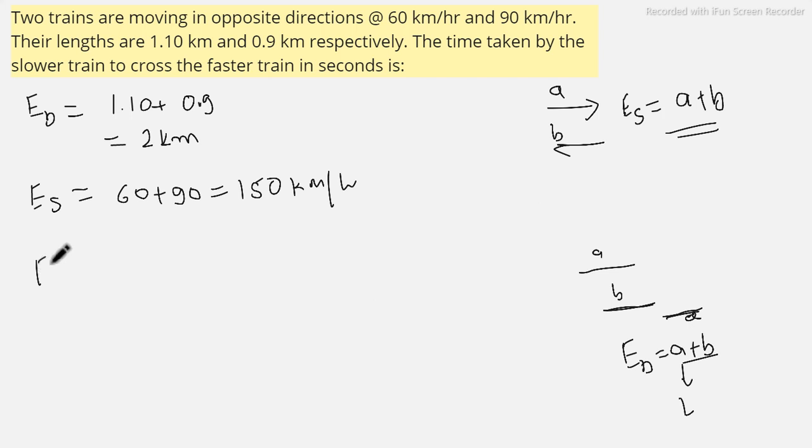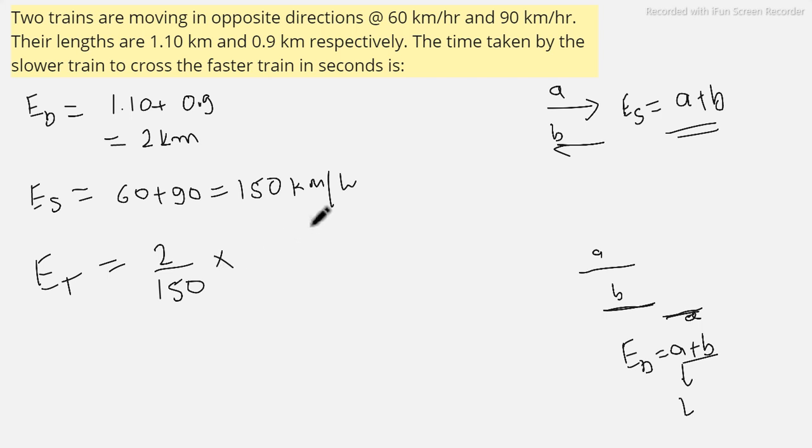So now our effective time, which is being asked, will be distance by speed, that is 2 by 150. Now since it will be coming in fractions, it is much more feasible to convert it into meter per second. Because it is kilometer and kilometer per hour, the time will be coming in hours, and we can see it is coming in fraction. So we'll convert it into seconds.